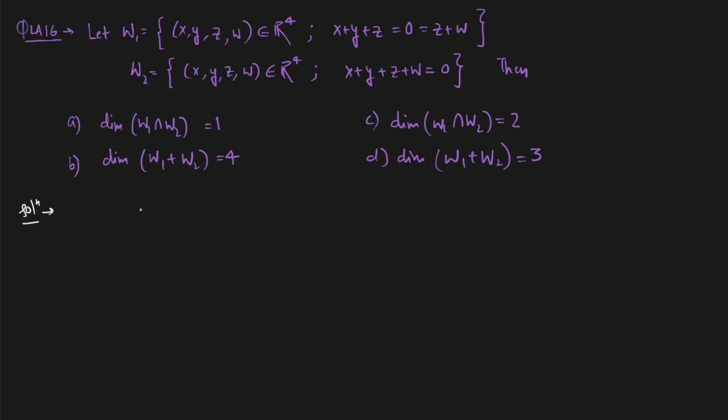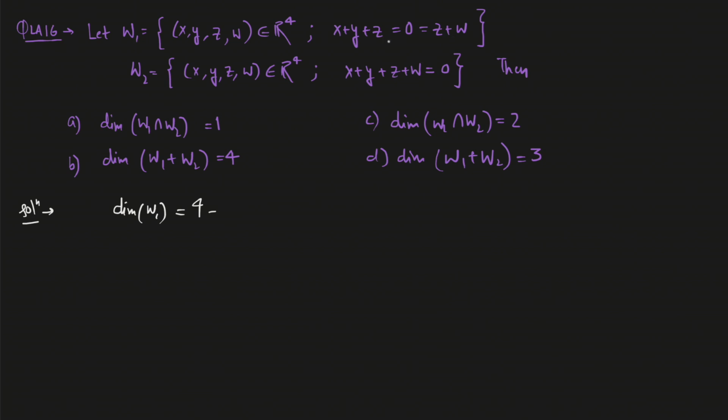As you have seen in my previous videos on LA questions, the dimension of a subspace, let's say W1, is first of all the dimension of the vector space to which the vector belongs. Here the vector belonging to W1 is four-dimensional, so 4 minus the number of linearly independent restrictions. We restricted something; z plus w equal to 0 is nothing but these are planes.